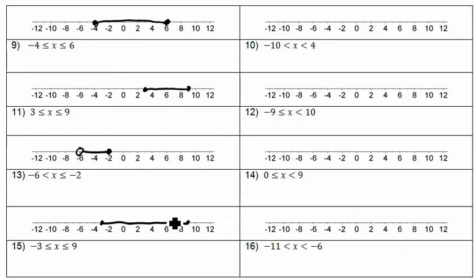And there you have it. So I'll let you do the even ones. Just remember, if there's no line underneath it, we use an open dot. If there is a line underneath it, it means equal to, and we use a closed dot.